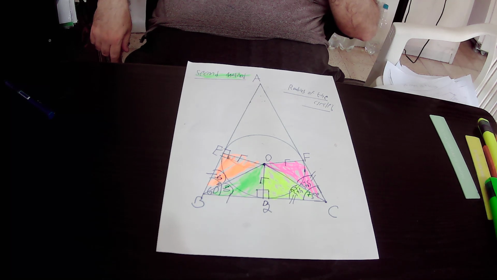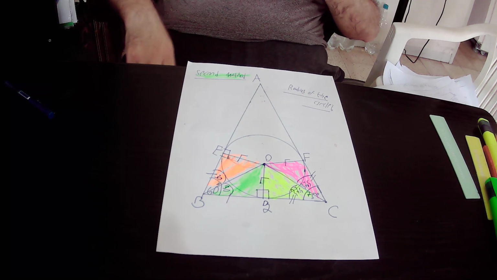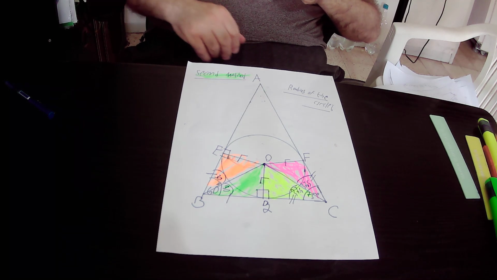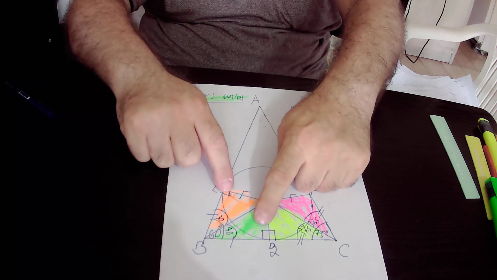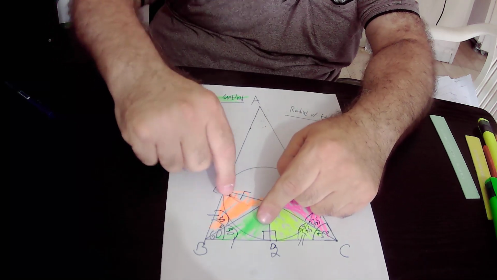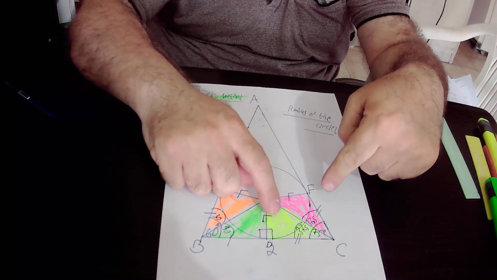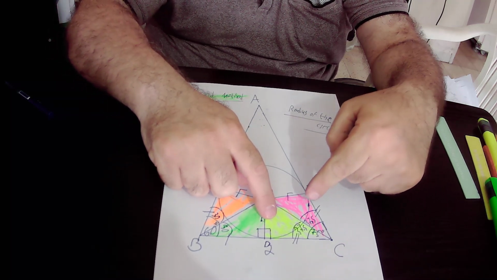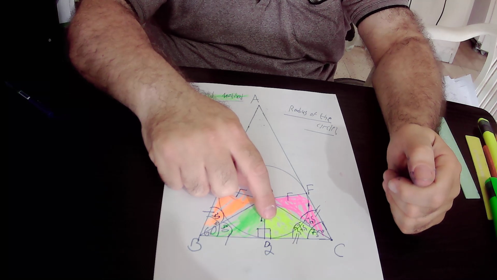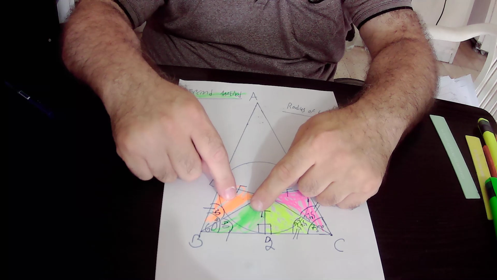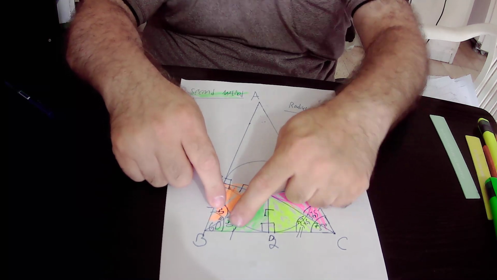According to rule number one and rule number two, we proved that the green triangle is congruent to the orange triangle according to the side rule. Here, the yellow triangle is congruent to the pink triangle according to the side rule. From the fact that those two triangles are congruent to each other, we conclude that those two angles are equal to each other.